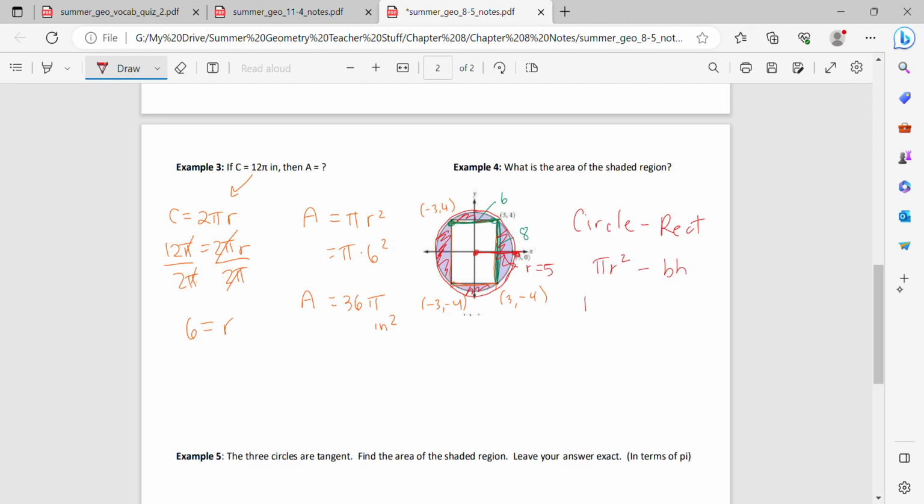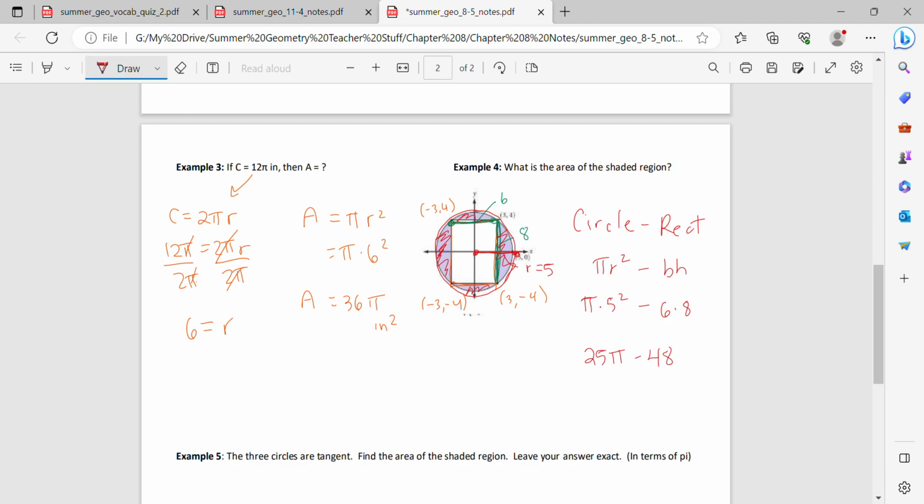Then I'm going to substitute in my values. That's a 5. And my length is 6, and my width or height is 8. And then I'm going to write this as 25 pi minus 48. And I'm going to leave this exact.